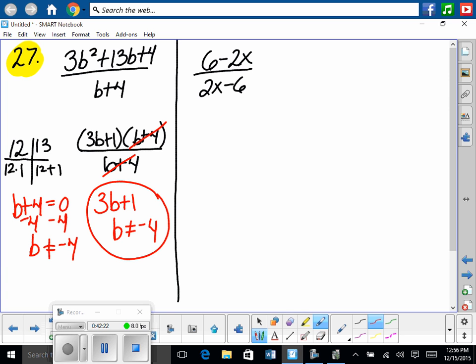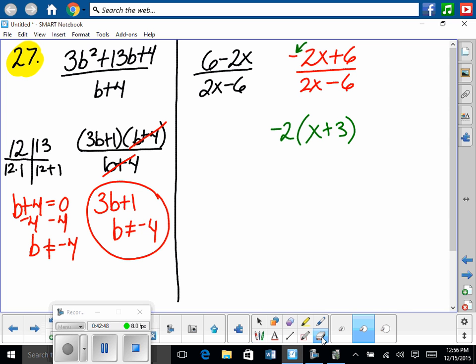On this next one, I'm going to rewrite this top in standard form, negative 2x plus 6. And on bottom we have 2x minus 6. Don't just say those divide out. They're very different, actually. But on top, if we have a negative in front, we factor out the negative. So I'm going to factor out a negative, and there's a 2 in common, so I'm going to factor out negative 2. Left is x plus 3 and x minus 3, right? If we factored out a negative 2 and divide each thing by negative 2, we would get x minus 3.